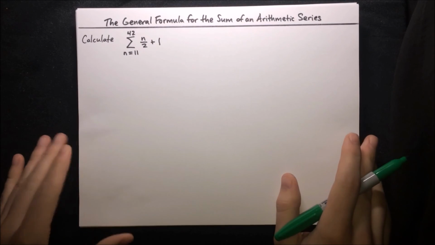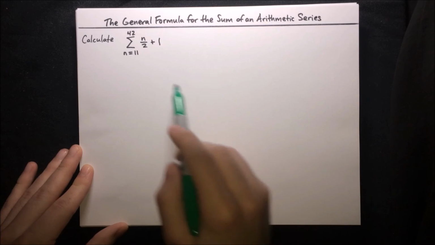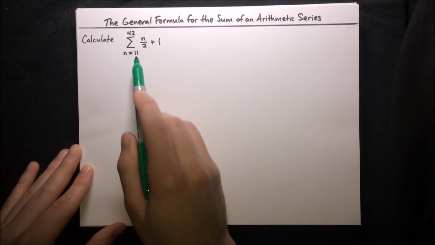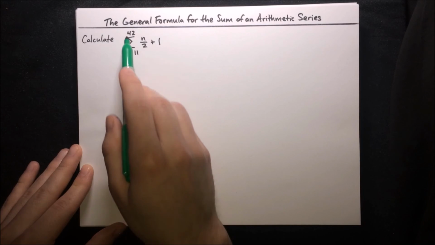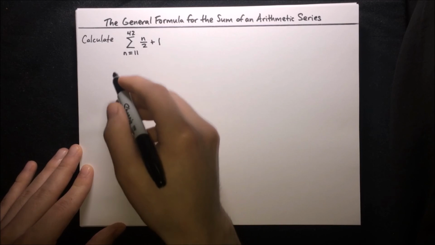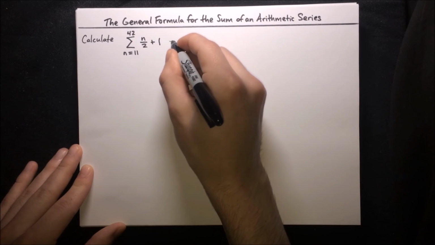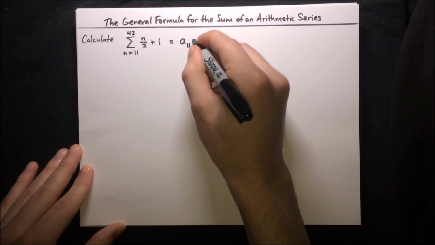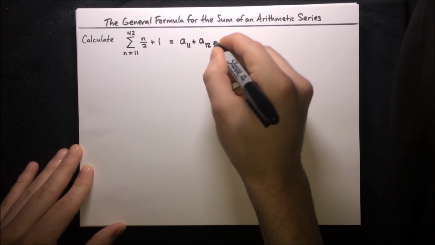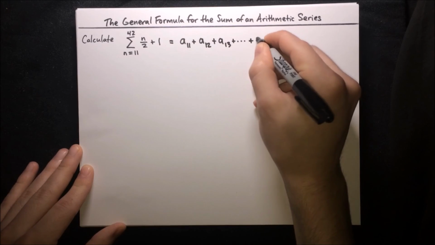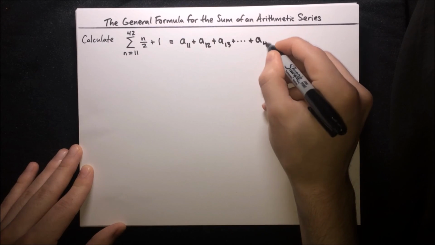Now let's calculate this sum. It's pretty similar to a problem we've done already, but this time, instead of starting at n equals 1 for the first term, it's starting at n equals 11 for the first term in the sum. So what that's really saying is we want to add together the following terms. We want to add together starting at a11 and then go up to a12 and a13 and so on, all the way up to a42 here.